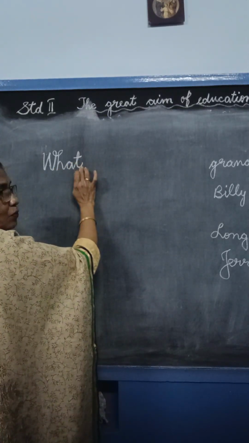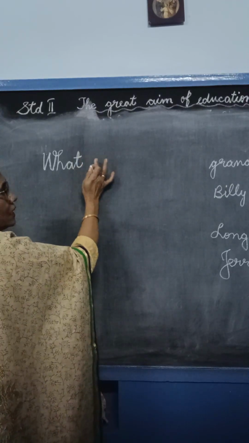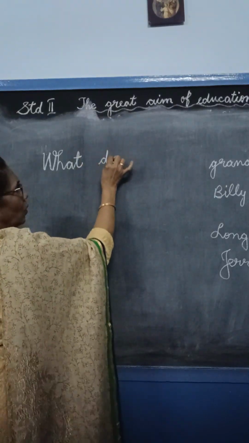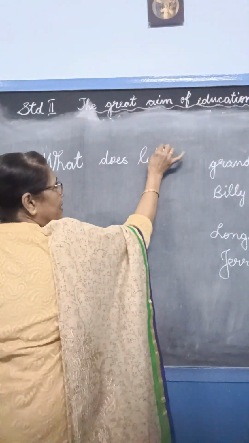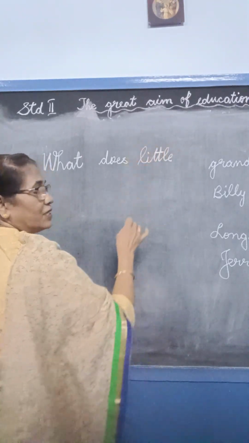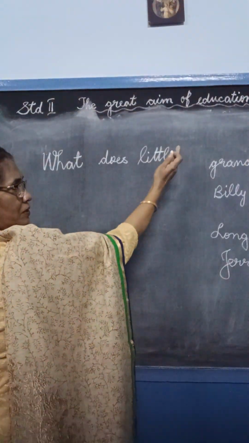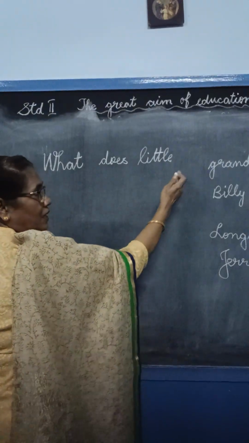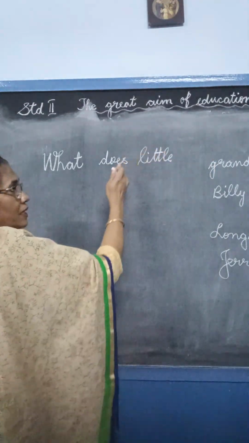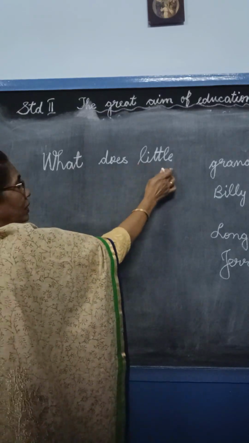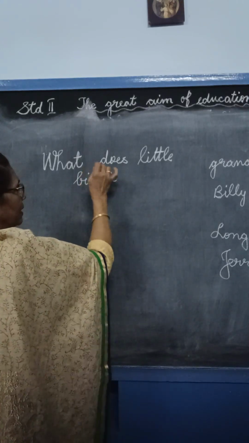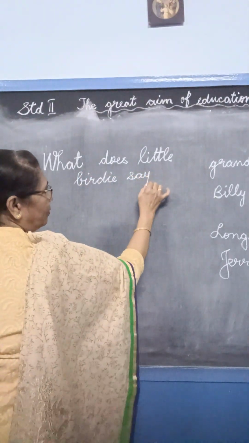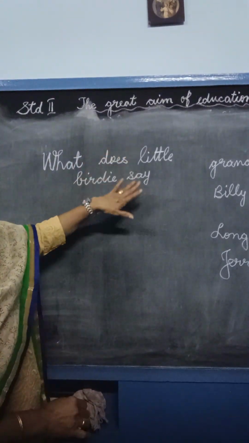What does? Now after writing what, you should not write the next word near to this. Leave a little space and D-O-E-S, does. What does little? L-I-T-T-L-E. Instead of saying T-T, you say double T. What does little? Now you see, I'm stopping here, but suppose you have no space there to write. Now I have something written on the board, so I'm going to write the remaining part underneath. What does little birdie, B-I-R-D-I-E, birdie say?